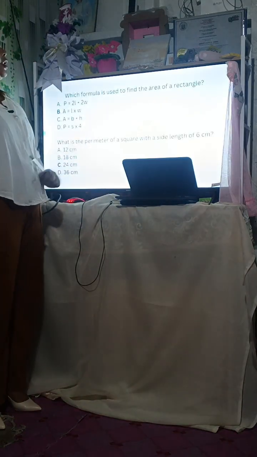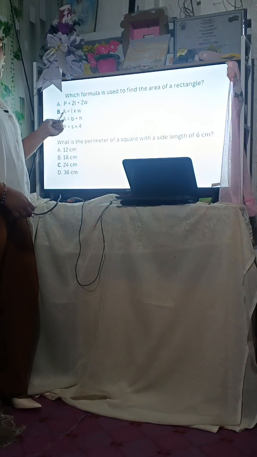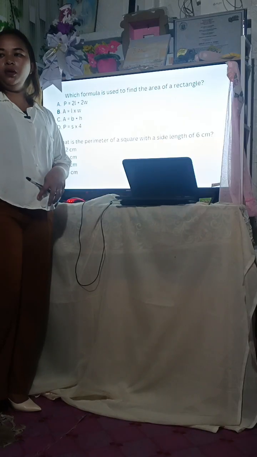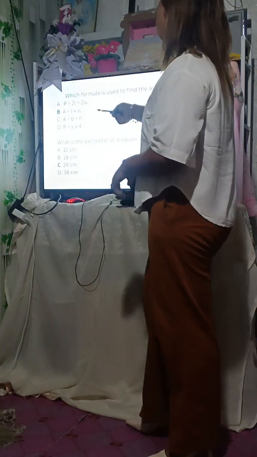Number two, which formula is used to find the area of a rectangle? A, perimeter is equal to 2 length plus 2 width. B, A is equal to length times width. C, A is equal to base plus height. D, P is equal to S times 4. Okay, who wants to answer? Yes. So the answer here is letter A.